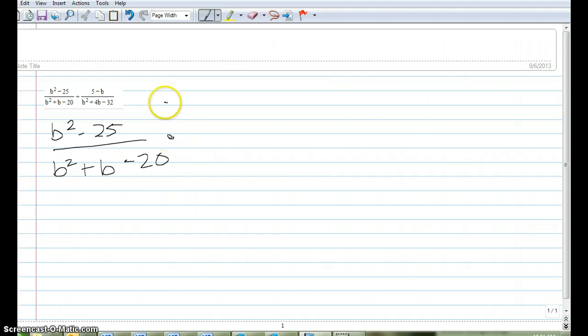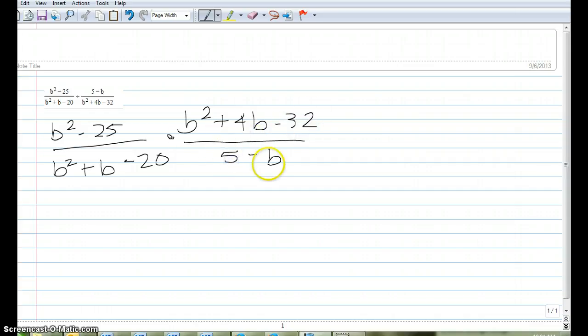And we're going to multiply it by the reciprocal, so we're going to flip the second fraction: b squared plus 4b minus 32 over 5 minus b. Now we want to factor each numerator and denominator. So this first numerator, the b squared minus 25, that's a difference of squares. So it factors as b plus 5 and b minus 5.